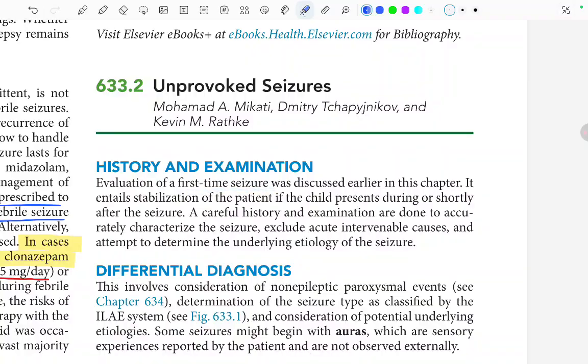It entails the stabilization of a child who presents during or shortly after the seizure. First we have to do what? We have to stabilize the child. A careful history and examination are done to accurately characterize the seizure, exclude acute intervenable causes, and attempt to determine the underlying etiology of the seizure.